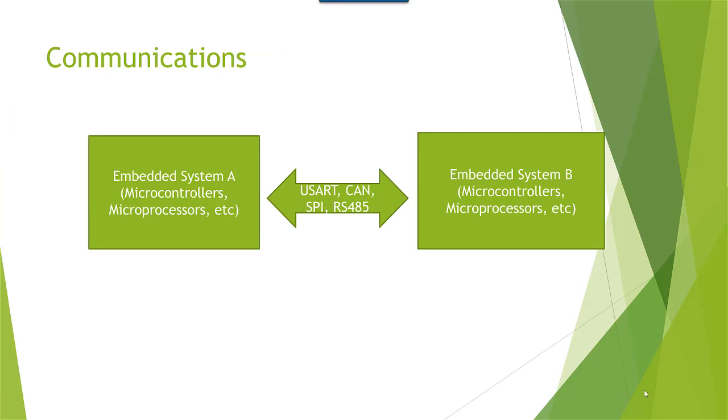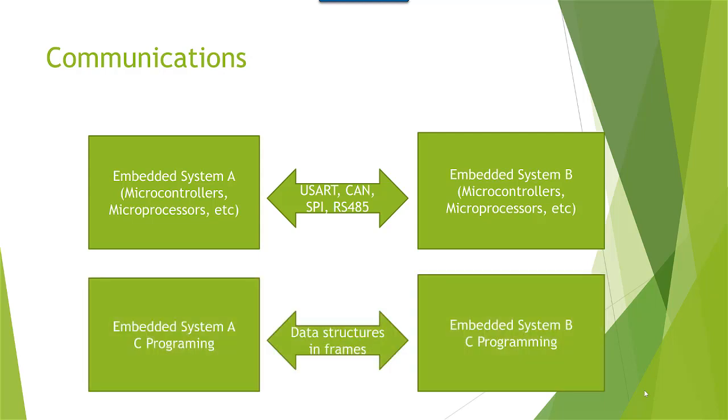In hardware, data is transferred from embedded system A to embedded system B by protocols such as USART, CAN, SPI, or RS485. But our main focus in this lecture is how data is structured. Data can be sent in a bulk of bytes sequentially, but this method is not safe. The better way is to put the data into frames and send the frames to the devices.